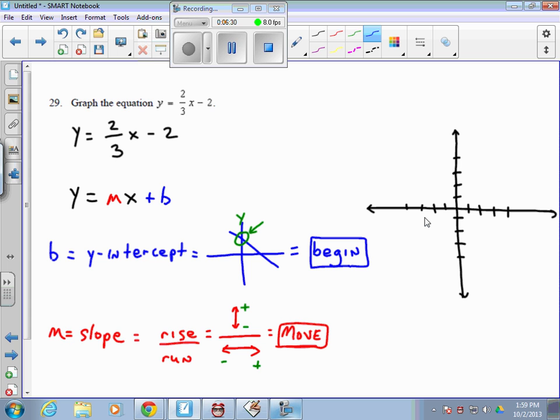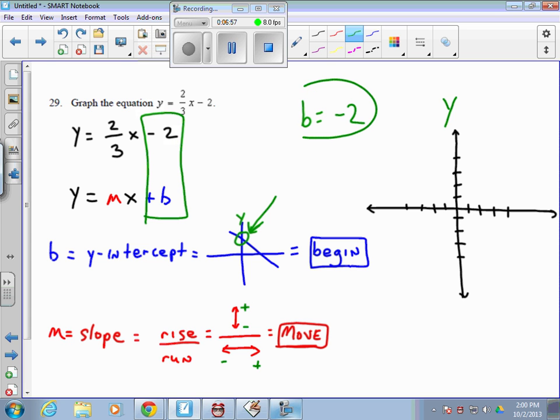29 says graph the equation y equals 2/3 x minus 2. So this is in what's called slope-intercept form, because it has an m value shown and a b value shown. B is your y-intercept, or it's where it crosses through the y-axis. This is your y-axis. So where it crosses through the y-axis tells you where it begins. So your b value in this case is negative 2. So you begin at negative 2. So that's where our first point is going to go, on the y-axis at negative 2.